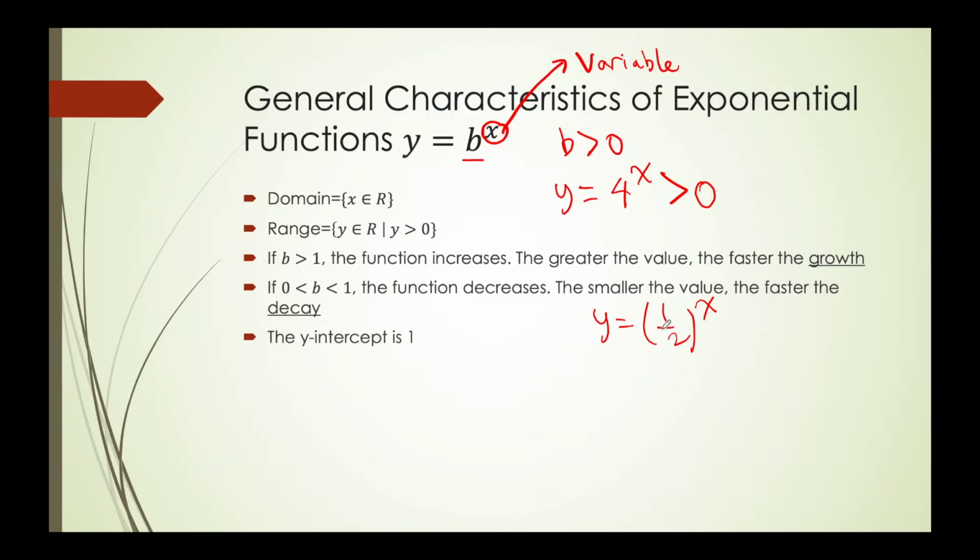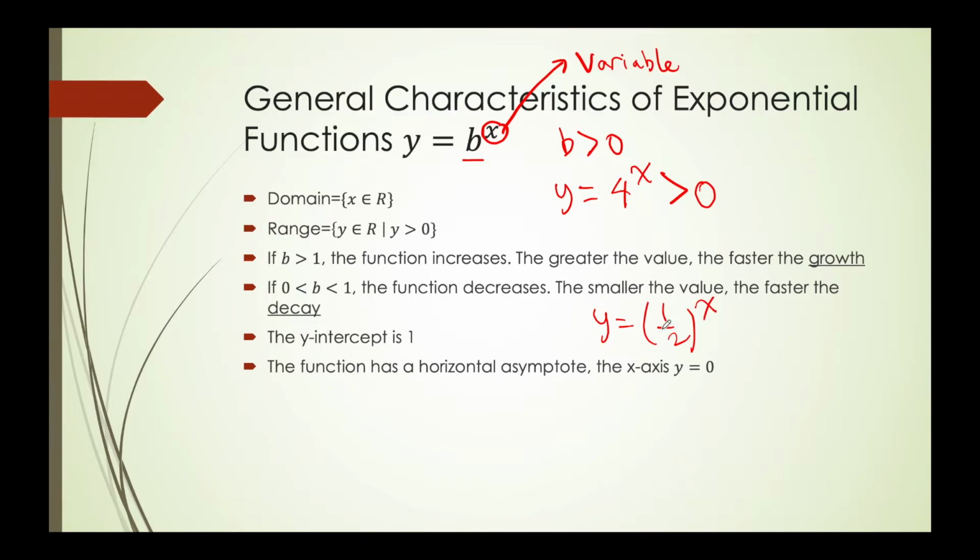The y-intercept will always be 1 when we have exponential functions in the form of y = b^x. And of course, we notice that we have a horizontal asymptote on the x-axis, which means that the horizontal asymptote is y = 0. And remember, a horizontal asymptote is a line that we keep getting closer and closer to, but we never actually reach.